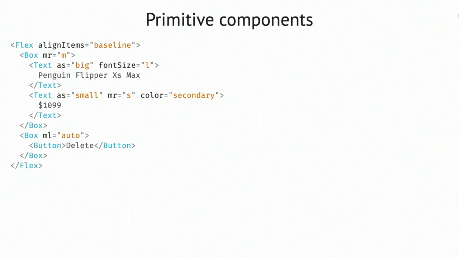So we can have a map of all these tokens with colors, font sizes, and everything in a single place. And these values will be used every time we need them. So it will be easier to change them once and globally. And our interfaces will be consistent. And also with components, it's very easy to share markup.